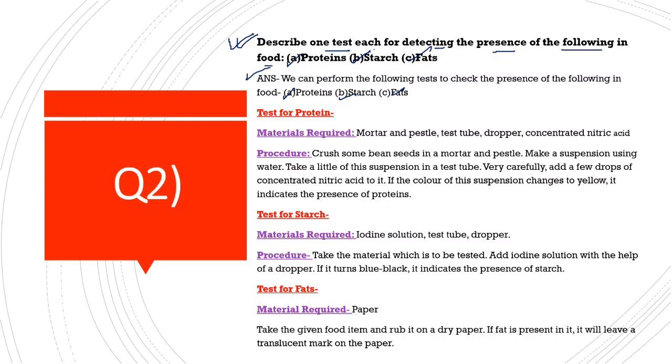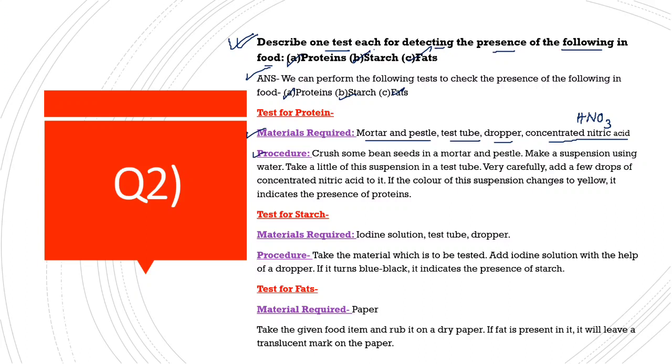Test for proteins. Materials required are a mortar and pestle, a test tube, a dropper and concentrated nitric acid. Now what is nitric acid? Nitric acid is HNO3. Now what is the procedure? How will we do the test?